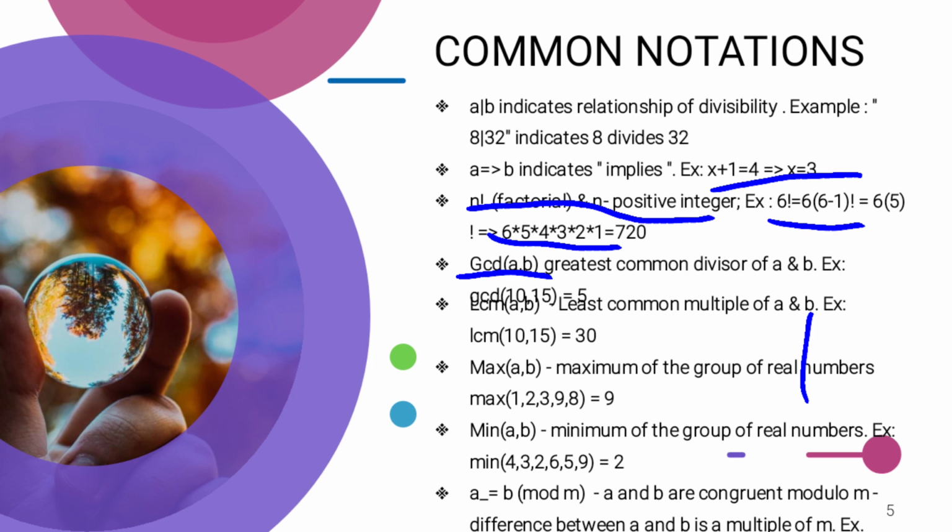5 is m. So the difference 15 is a multiple of 5. 5 times 3 is 15. So 15 is a multiple of 5. Hence the condition is satisfied.